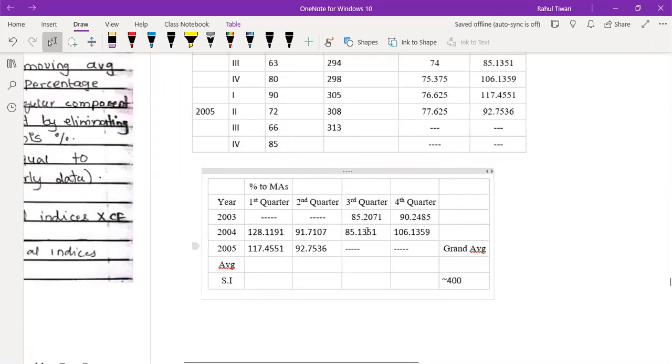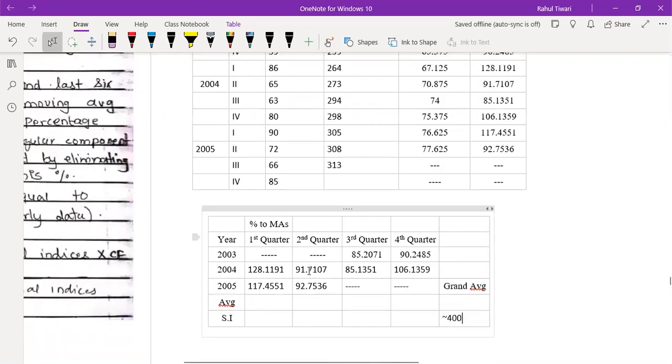Once you have created the table like this, we have seen in the simple average method how to calculate this average, how to calculate this grand average, and how to calculate this SI. SI is seasonal indices. You can calculate it using the formula: average upon grand average, multiplied by 100. Just calculate, and you can verify these answers. Maybe try to get the same answer. If you're getting it, it's good.